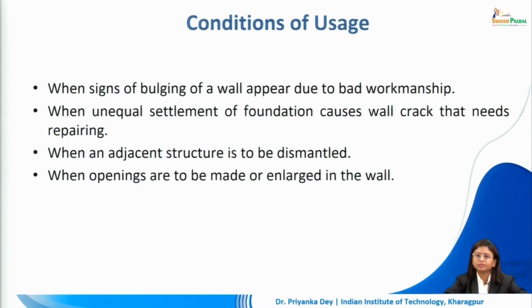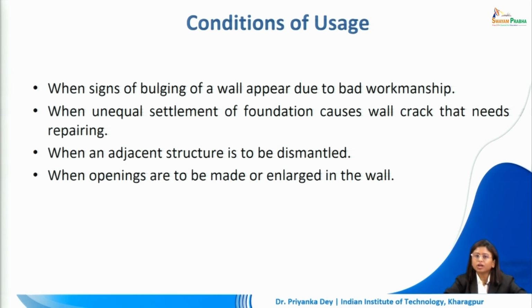Now, what are the situations in which one would want to go for shoring? First of all, when the wall starts showing signs of bulging, this may be due to bad workmanship or use of poor materials in the construction of the wall. If the wall undergoes some amount of bulging, we know that it is a little unsafe, it may collapse and cause damage. So we want to go for shoring to protect this unsafe wall. There might also be unequal settlement of foundation causing the wall to crack, that might need some repairing. In those situations also we will go for shoring.